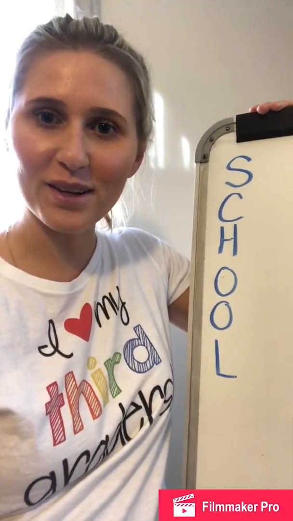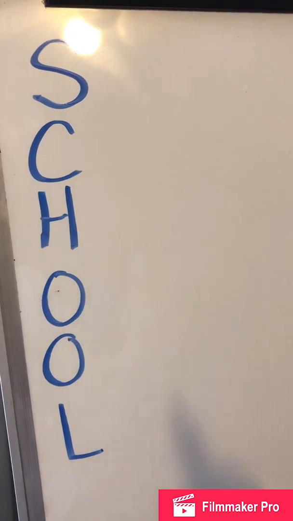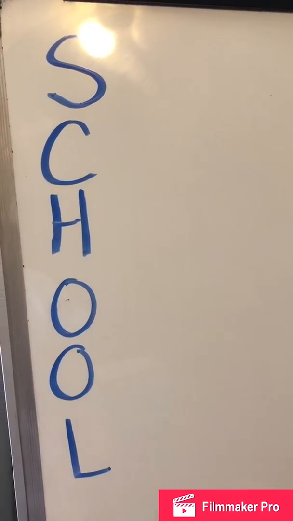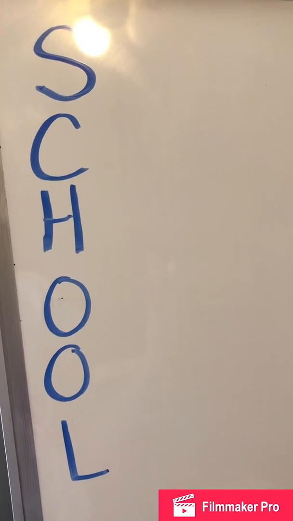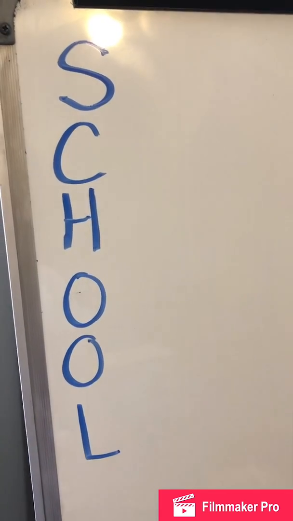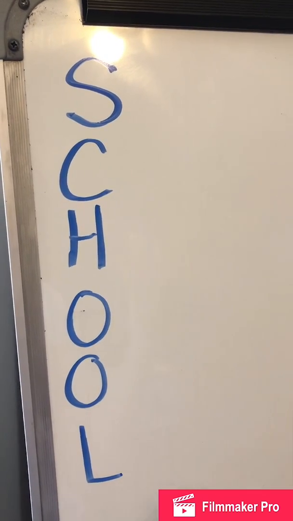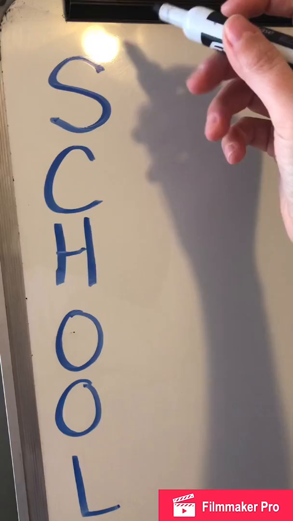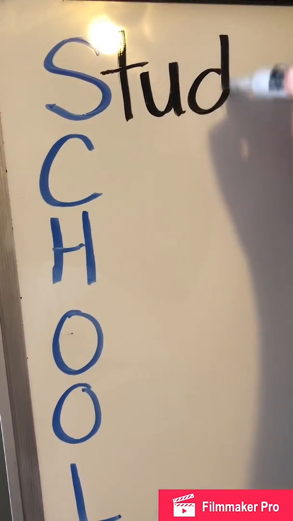So let's get started. Before we start, it's important to remember that school is my topic, which means all of my words are going to need to be something that we think about when we think about school. So let's get started with S. When I think of school, something I think about that starts with S are students. So my S is already there, I'm just going to add on students.